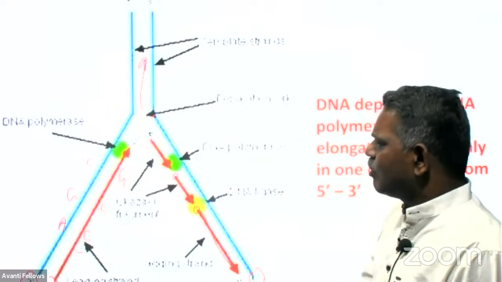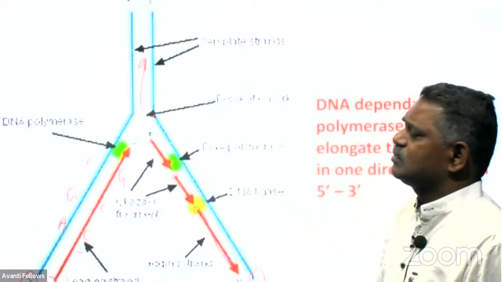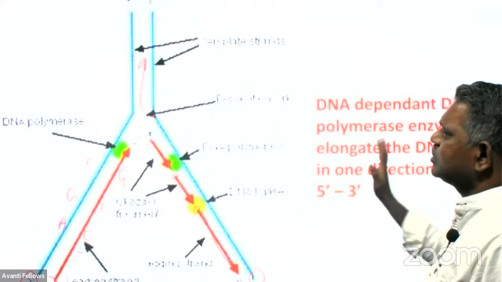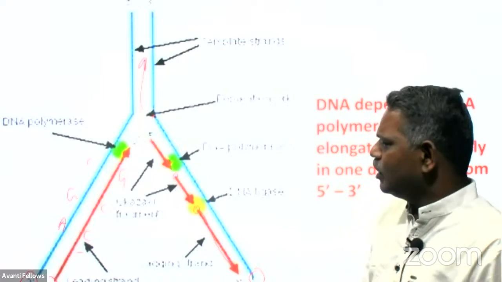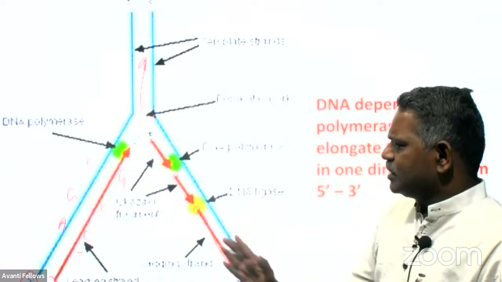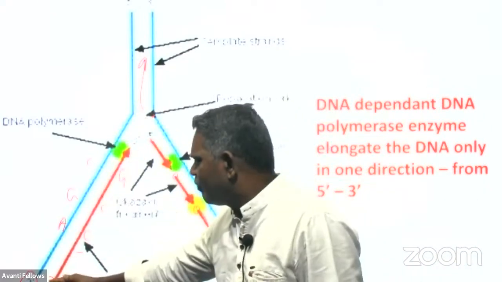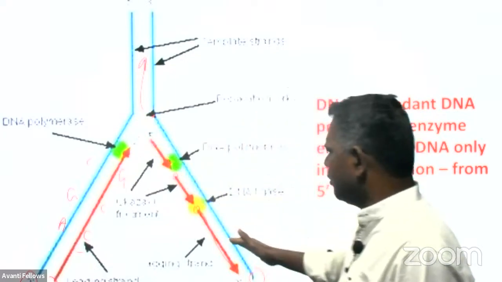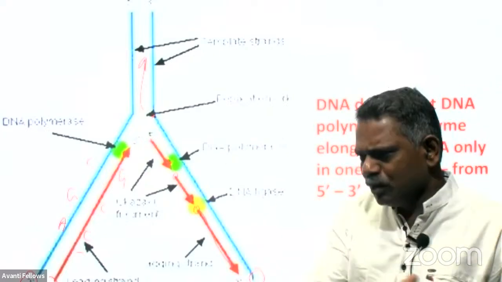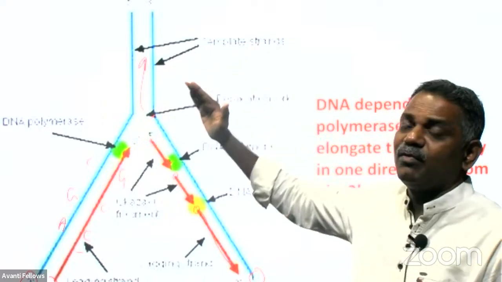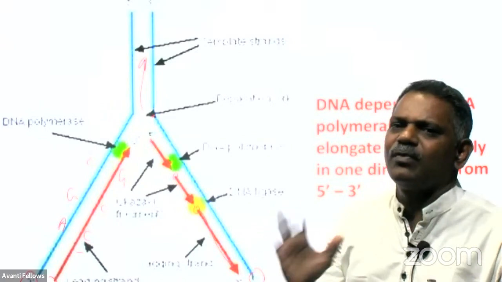So it requires some kind of mechanism to find out the mistake, and that only we call proofreading. And proofreading is normally done by the DNA polymerase only. It has a dual function. The first function of the DNA polymerase is to elongate the new strand of DNA from the 5' direction to 3' direction only. One duty. And the next duty of the DNA polymerase enzyme is to inspect the entire length of the DNA to find out the mistake. And this process only we call proofreading.